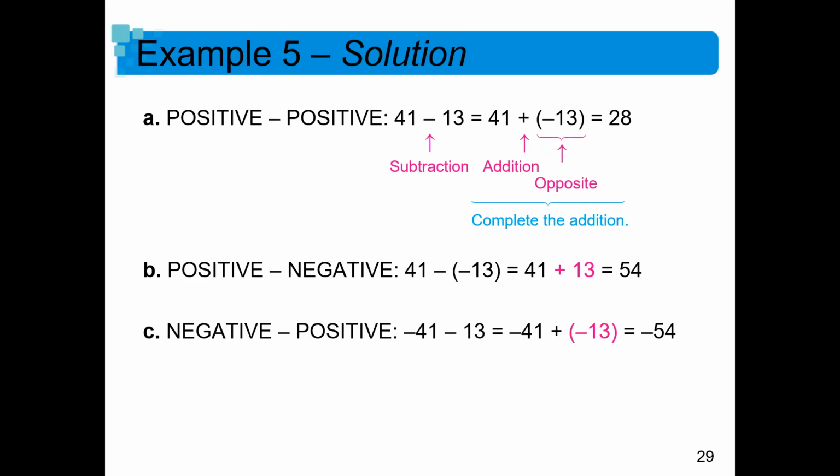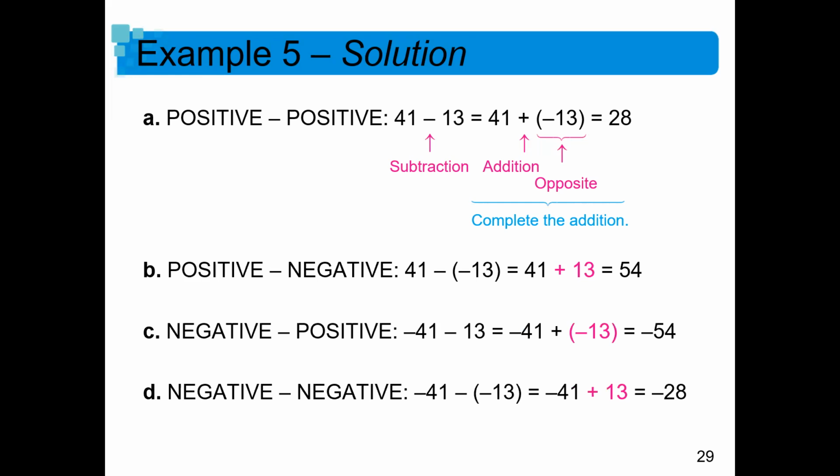Negative minus positive: negative 41 minus 13 is the same as negative 41 plus negative 13. And that means that you have to add both of them because both are negative. And so you have to carry the negative sign into the final answer as well.